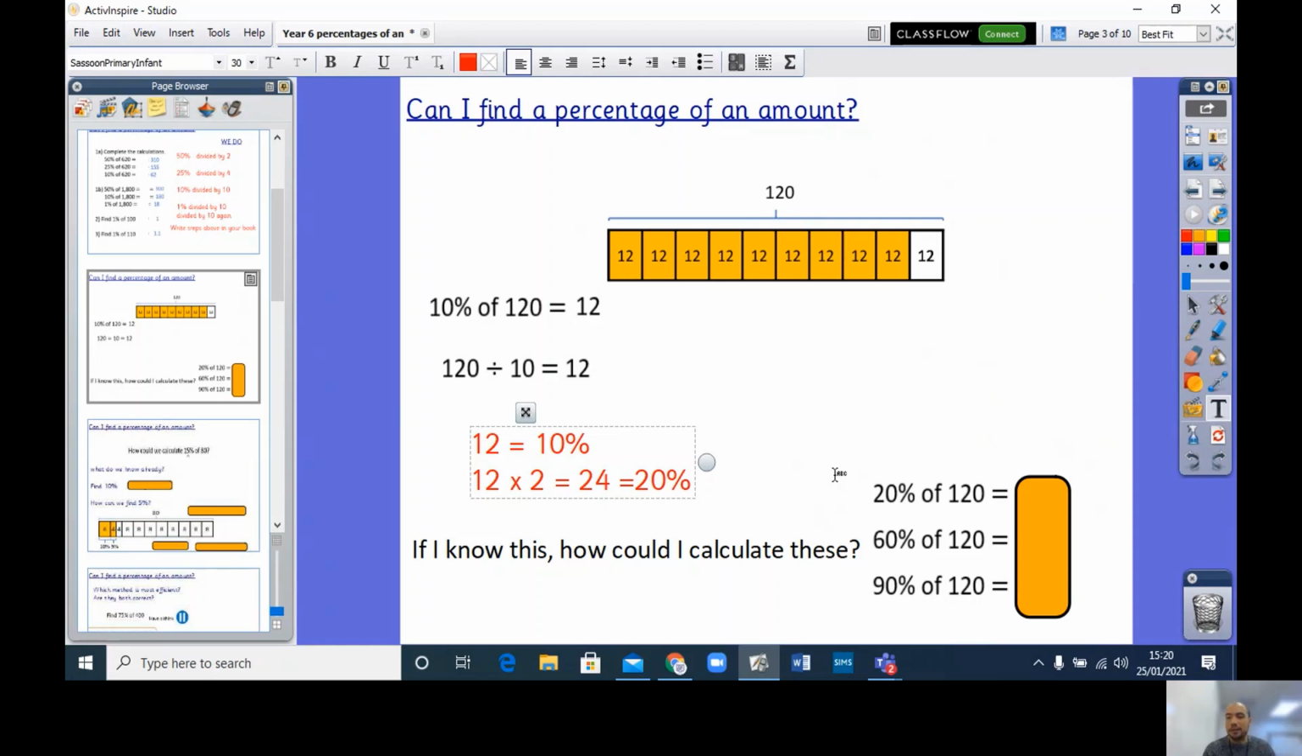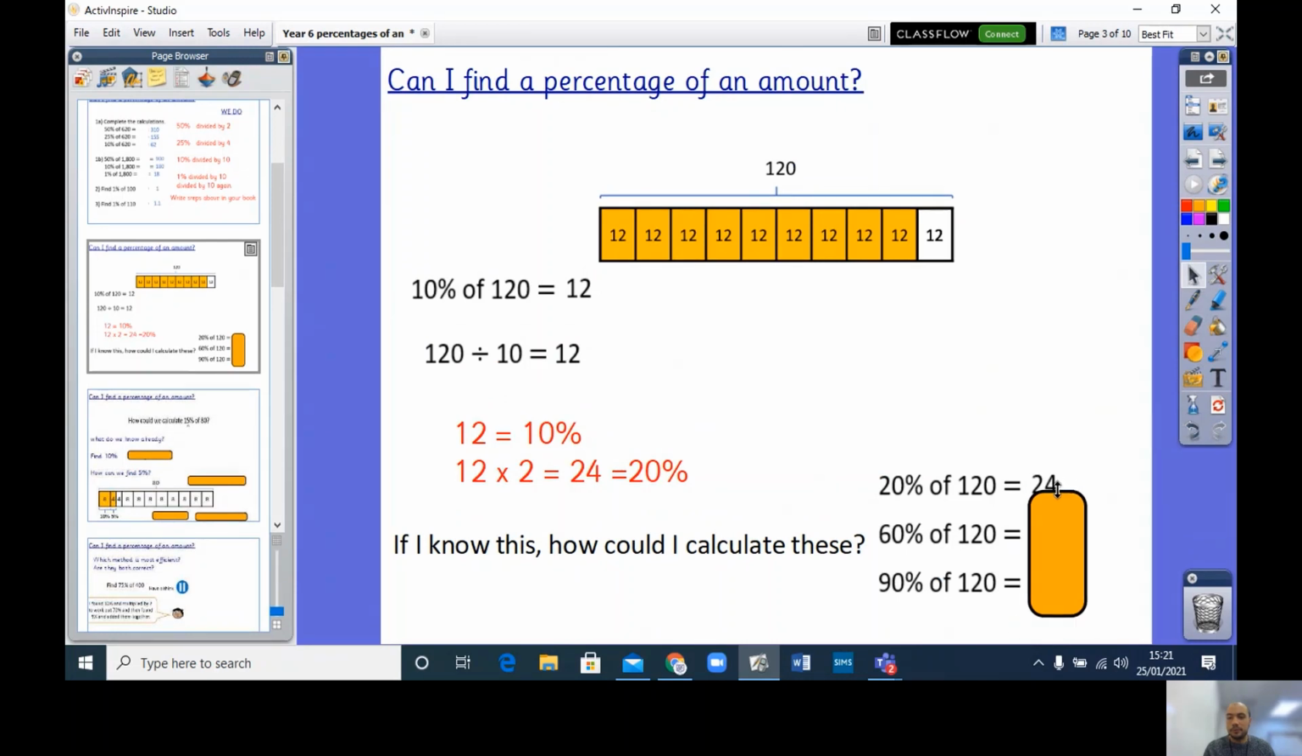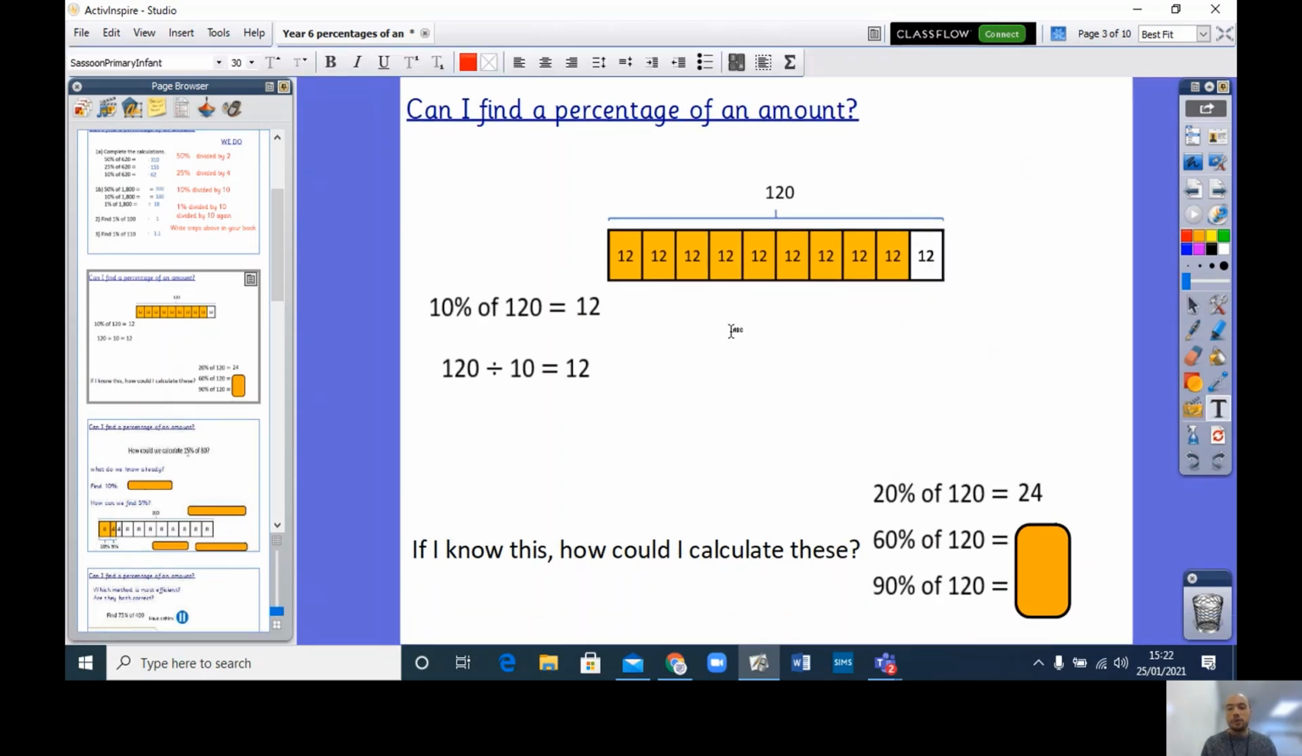Let's see if we are correct. Let's see if our answer is 24. Okay, so we've used our step success to answer that question. Now let's look at 60% of 120. Well, first of all, we need to find 10% of 120. So pause the video and find 10% of 120. Excellent. So 120 divided by 10 equals 12. So we have got 10% and that equals 12.